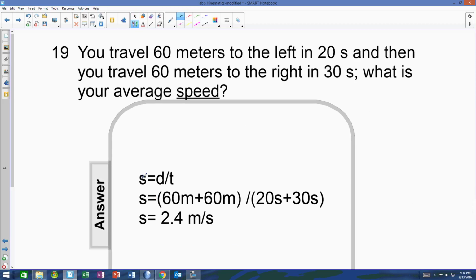Remember, this is not velocity, this is speed. Speed is distance divided by time. So you're going to take the 60 meters plus the 60 meters divided by the 50 seconds of total time, and that gives you an average speed of 2.4 meters per second. Notice we didn't take the direction, left or right, into consideration when solving this problem, because we're looking at speed, which is not a vector quantity.